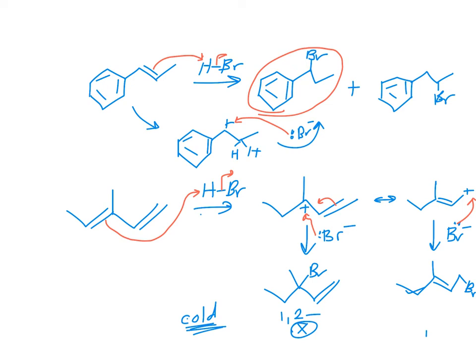Okay, it's formed faster. Now, if we did this under warm conditions, so this would be thermodynamic control, which of the two products would be formed as the major product?